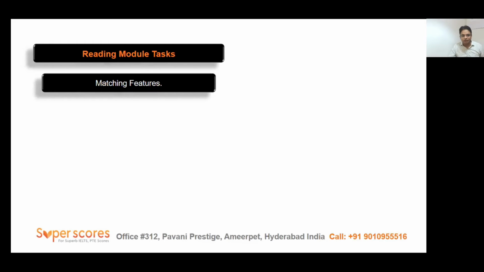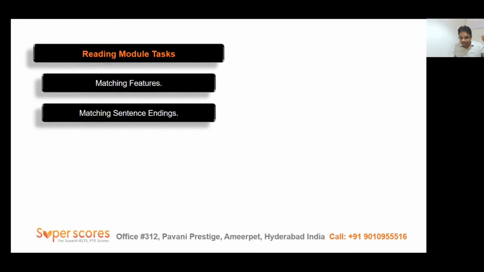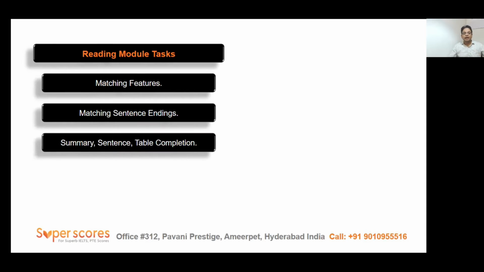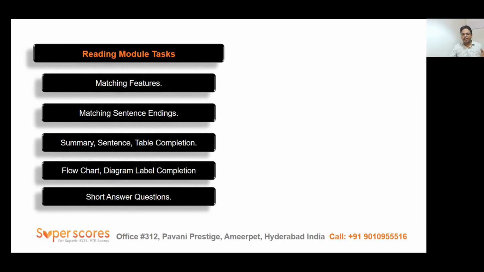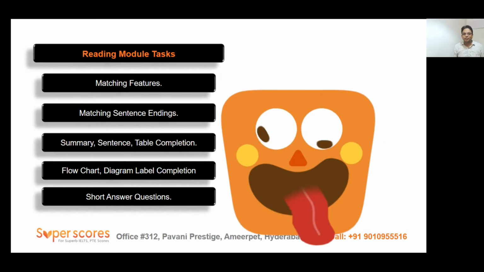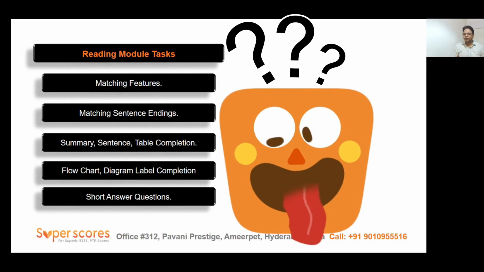And matching the features is another thing. Matching sentence endings is another thing. Summary, sentence, table completion is another type of task. Flowchart, diagram, labeling is another type of task. And then short answer questions is another type of task. I think you feel tired listening to all these things, right? Now, how do you remember all these things?